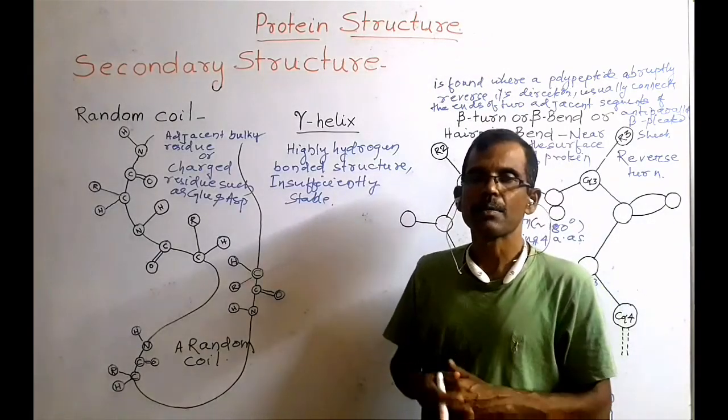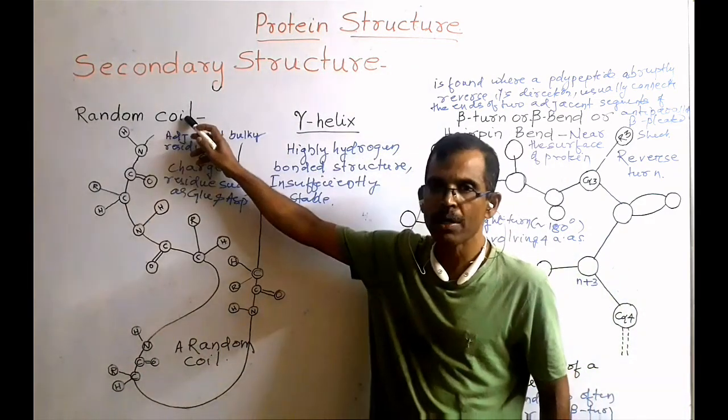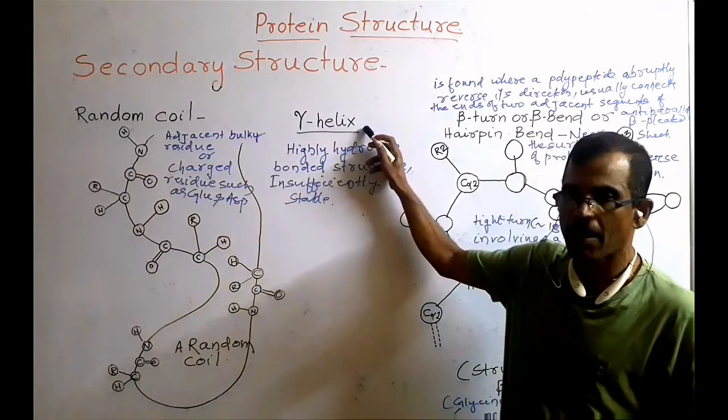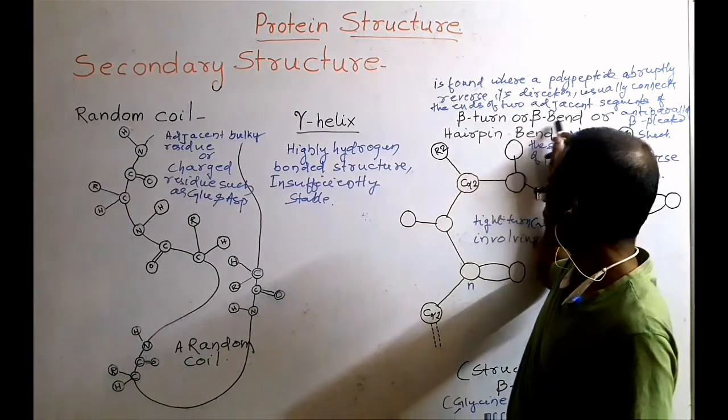Now we shall discuss about some other protein structures. One is random coil. Next we shall discuss about gamma helix. Last one is beta turn or beta bend.